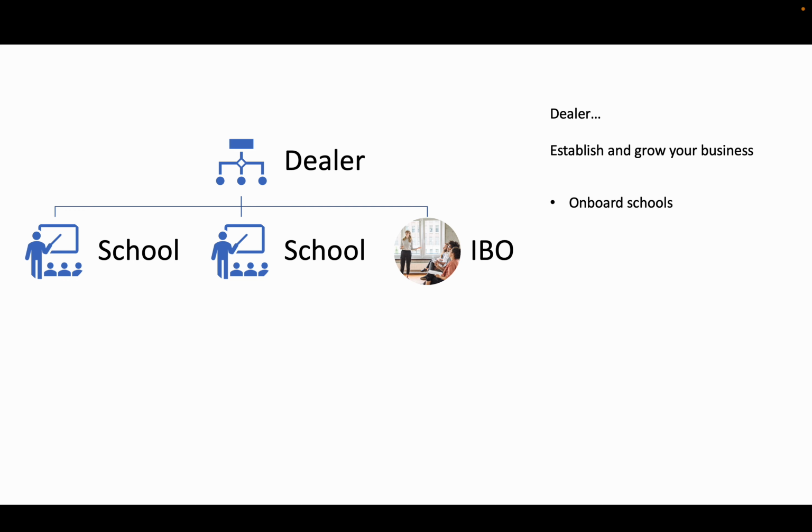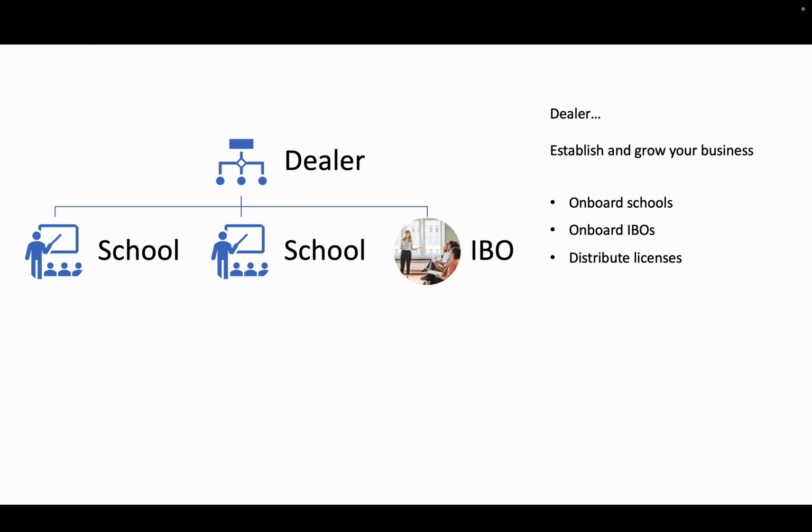So what you want to do as a dealer, you want to be able to onboard schools who are your customers. You also want to be able to onboard independent business owners. These are groups or companies that actually provide coding and robotics education, either as an after-school program or in-school program.